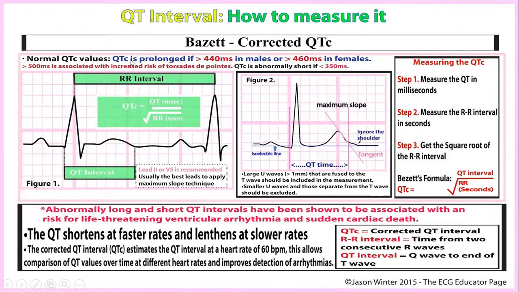And these are your normal values. Your QTc is prolonged if it's more than 440 milliseconds for males, and more than 460 milliseconds for females. And it's abnormally short if it's less than 350 milliseconds. And just as a side note, if it's more than 500 milliseconds, it's mostly associated with increased risk of torsades.